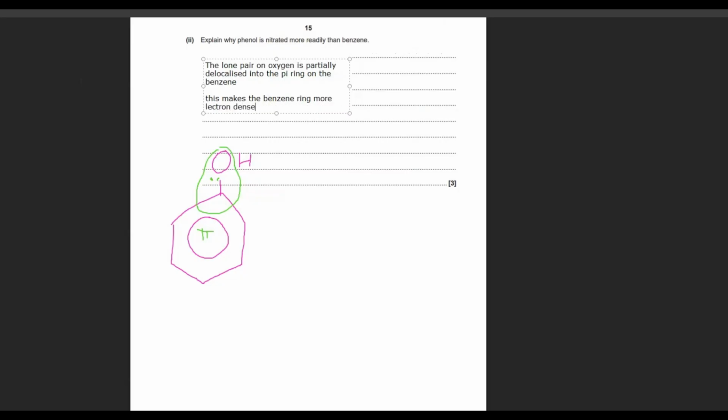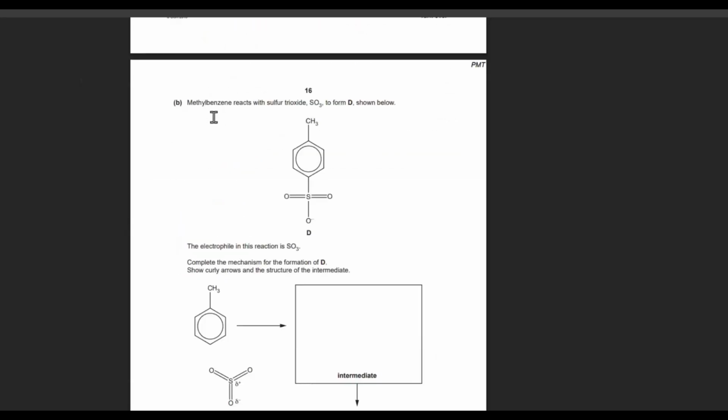This makes the benzene ring more electron dense or more electron rich, meaning there is a higher volume or density of negative charge in that area. And that means it's more attractive to electrophiles, things with a positive charge. It's more susceptible to electrophiles that can accept electrons. And that's going to get you the 3 marks.